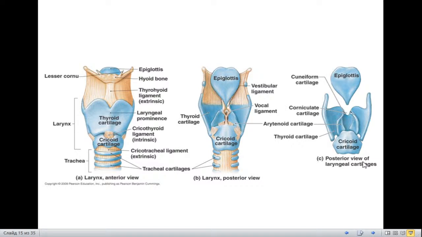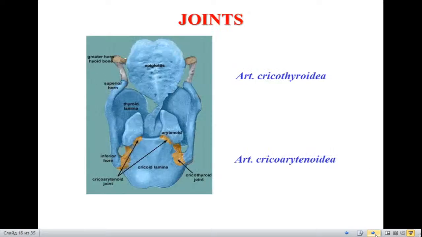Here you can see the structure of the larynx, and here you can see the two joints of the larynx: the cricothyroid and the cricoarytenoid joints. Movement in these joints helps us to produce the sound.